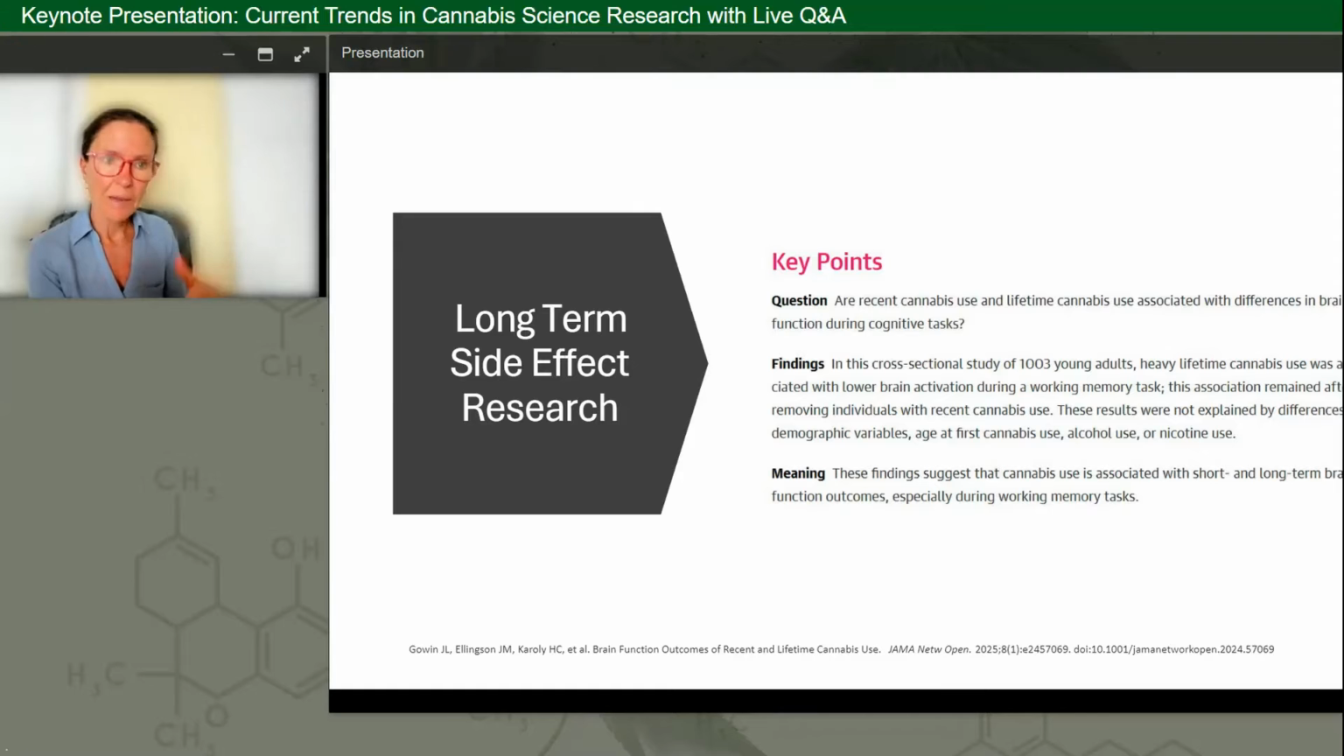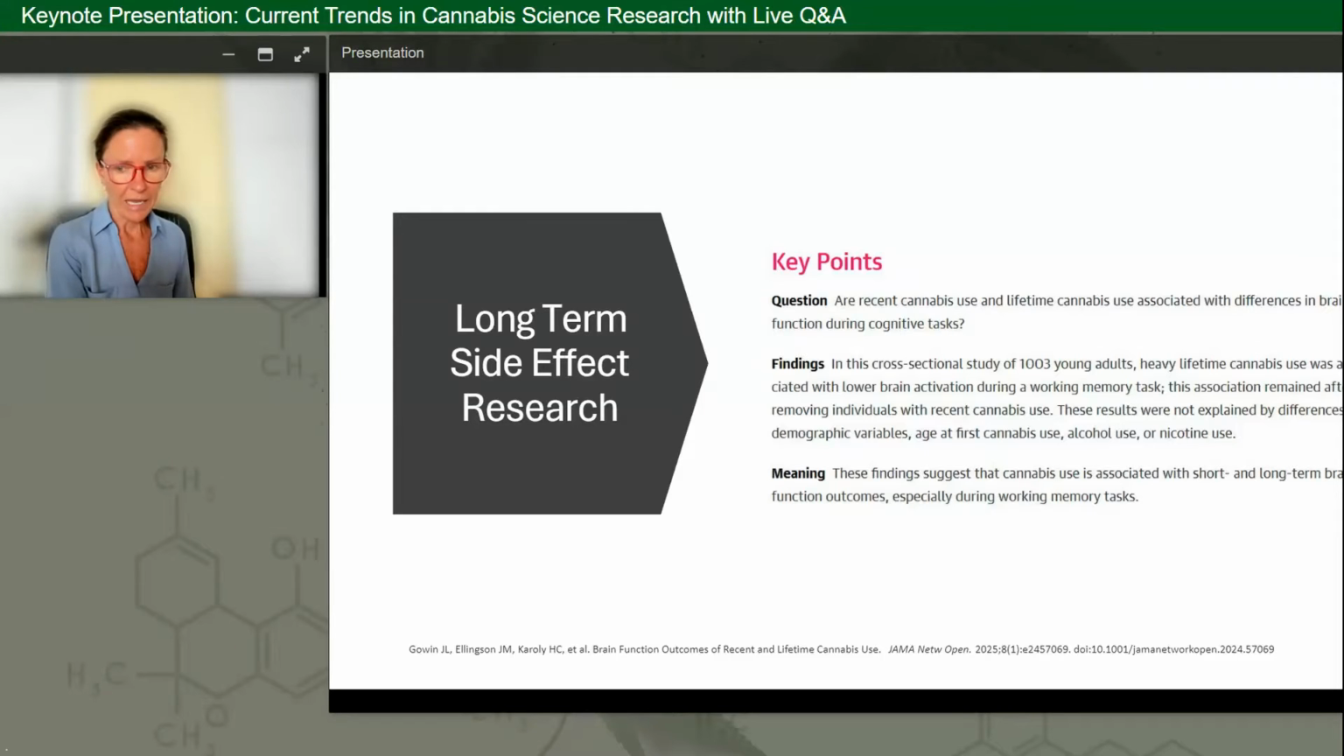So related to that, there has been a trend in long-term side effect research. So not just looking at safety from the perspective of acute safety of cannabis use, but also looking at lifetime cannabis use associated with differences in brain function and cognitive tasks. For example, a cross-sectional study was done of 1,000 young adults that were heavy lifetime cannabis users, and they found it to be associated with lower brain activation during working memory tasks. And this association remained after removing individuals with recent cannabis use, to identify the fact that it wasn't an acute thing.